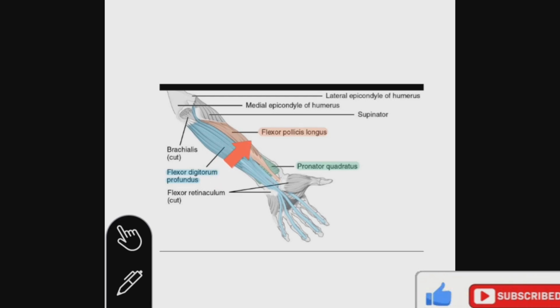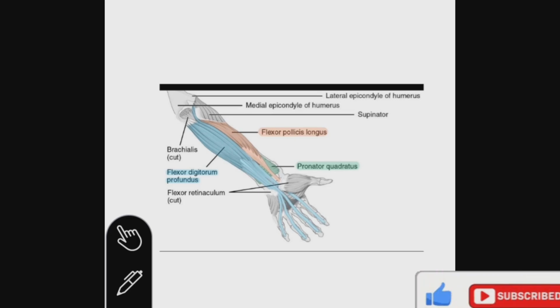Flexor pollicis longus originates from the radius and inserts into the thumb. Pollicis means thumb. Innervated by the median nerve and flexes the thumb. The pronator quadratus originates from the distal ulna, inserts into the radius, and is innervated by the median nerve. It's a pronator, the primary pronator, even more than pronator teres.